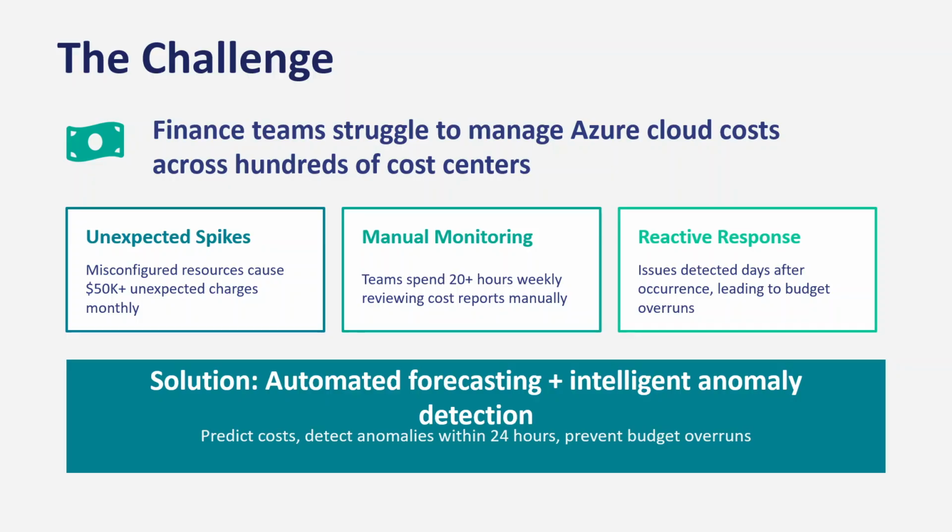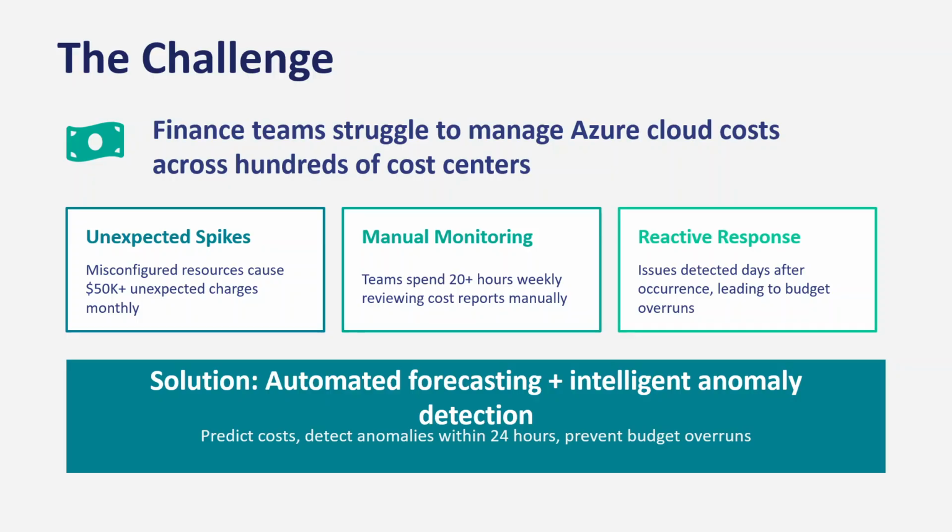Let me start with the problem statement, what we are trying to solve. Finance teams manage Azure cloud spending across hundreds of cost centers, and they face mainly three critical pain points. Firstly, unexpected spikes. Misconfigured resources can cost more than $50,000, or maybe more, and may surprise you with charges every single month.